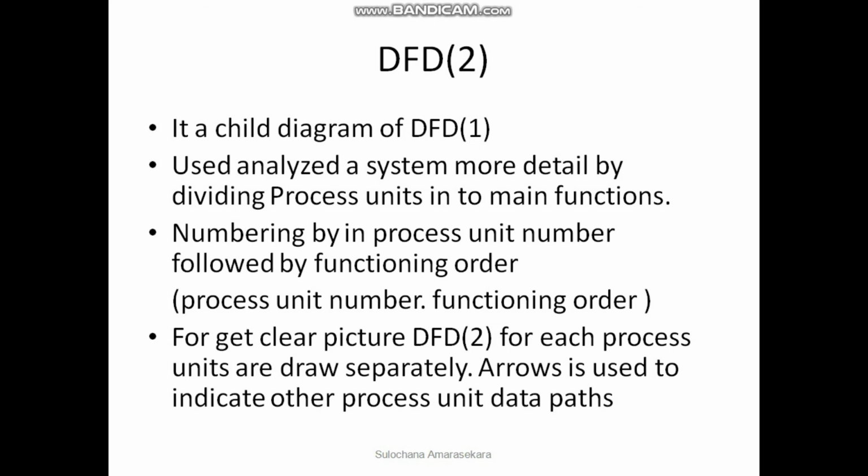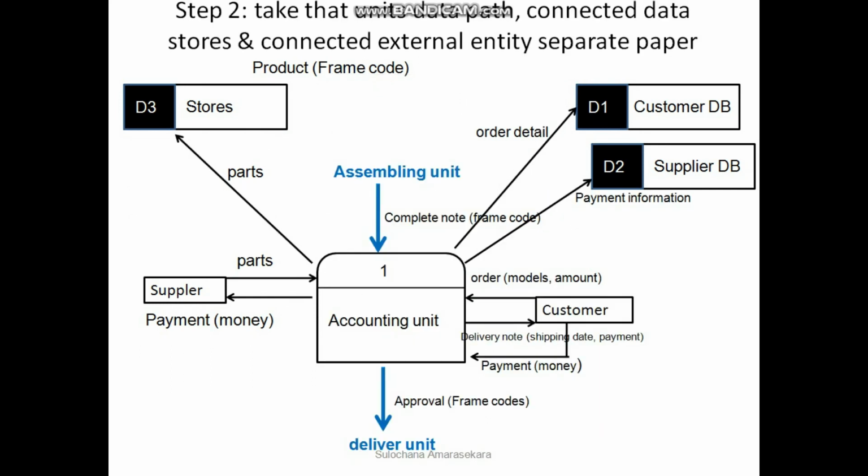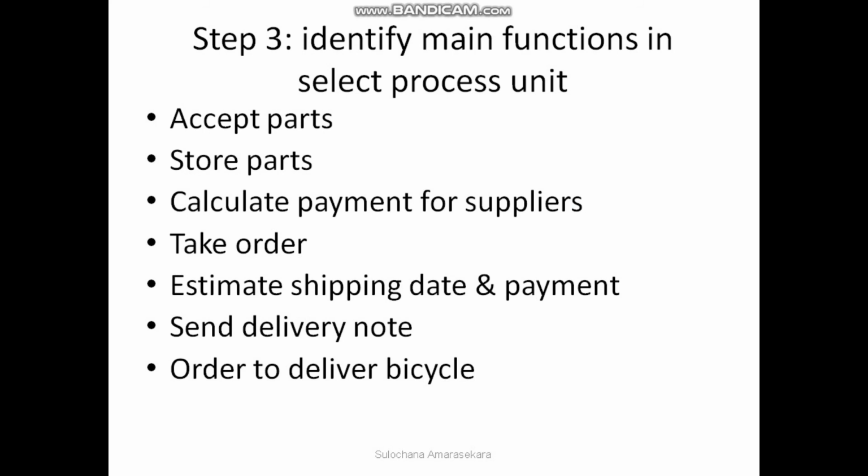I am going to explain drawing the DFD2 diagram step by step using the previous example. Step 1 is selecting one process unit. Select the accounting unit. According to step 2, we need to separate the selected process unit with all its data connections. In my example, it is the accounting unit, and I use blue color to represent the data links coming from the other process units. Step 3, according to step 3, we need to separate this process unit into functional units. I am going to do that using the tasks identified in the previous example.